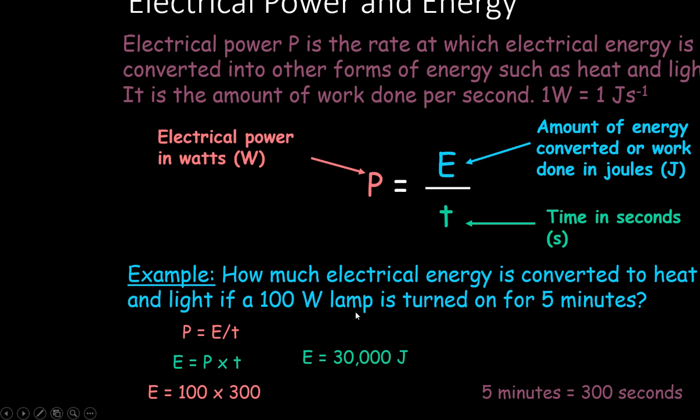So, for example, how much electrical energy is converted to heat and light if a 100-watt lamp is turned on for 5 minutes? First we get our equation, P equals E over T. We rearrange it to solve for energy, because we want to know about energy. We get energy equals power times time. Our power is 100 watts. Our time is 5 minutes. 5 minutes in seconds is 300. So that is going to be 30,000 joules. So, pretty simple, just a three-part equation. We can rearrange it.